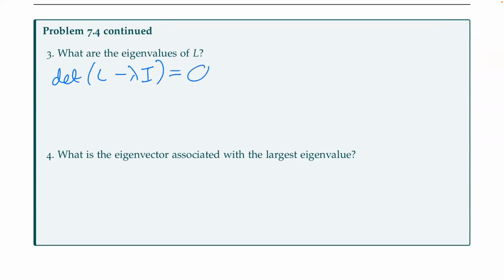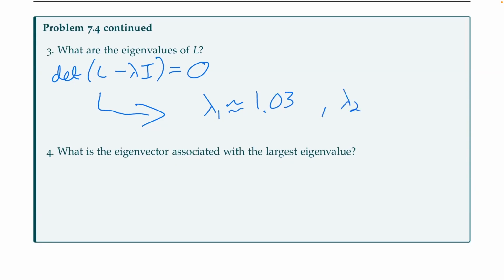And we're going to set that equal to 0 because this is our characteristic equation. Again, this is a calculation thing, so I'm going to skip over this here. Again, work through this in your own time. If we do this, we get two eigenvalues. One of them is approximately 1.03, and the other one is about minus 0.194.